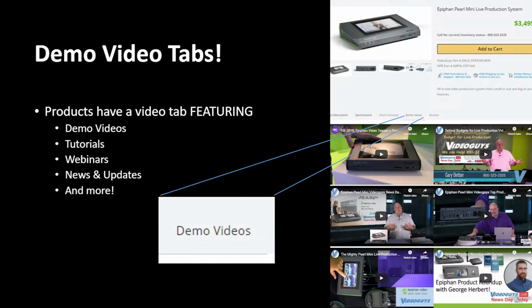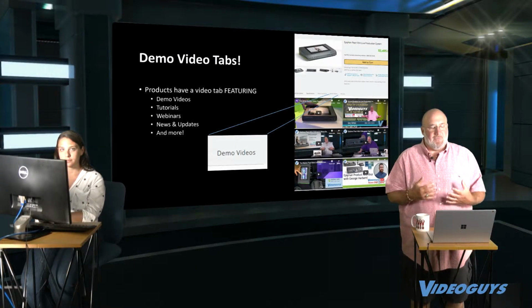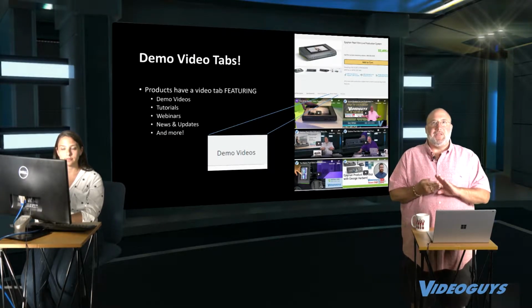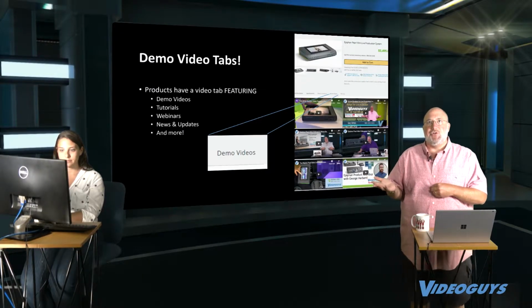The next thing we're going to talk about is demo video tabs. So Jamie, you're going to step in and pick a product. Let's look at the Epiphan Pearl, because that's what's on my screen. But we now have added a tab on every product page that includes demo videos, tutorials, webinars, news updates, and more. So I'm going to let Jamie drive now. She's on the Epiphan page, and she's going to show you where that is.